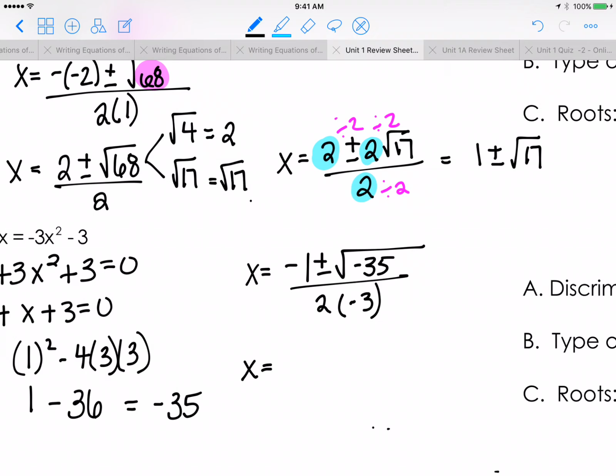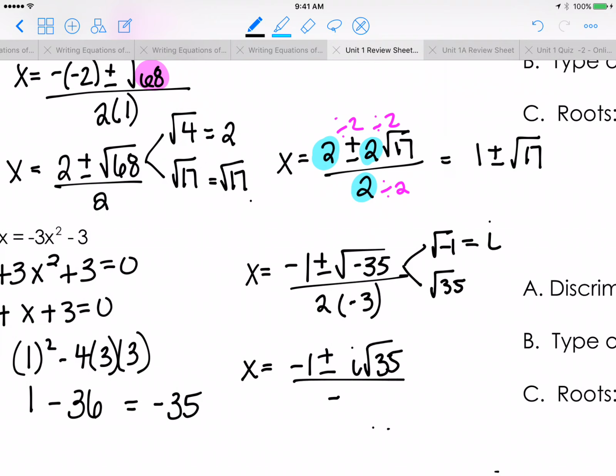So we've got x equals negative 1 plus or minus, well, let's break down 35. So if we break down negative 35, we have a negative 1 and we have a 35. Well, we know that the square root of negative 1 is i. And I don't believe that there are any perfect squares in 35. 5 and 7, and that doesn't break down anyway. So then we would have i square root 35 all over negative 6.